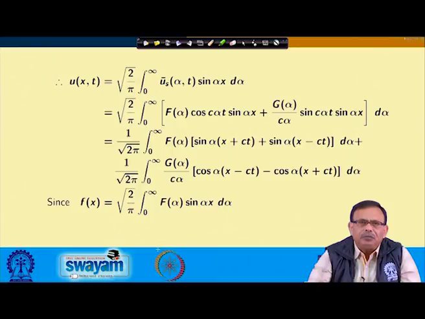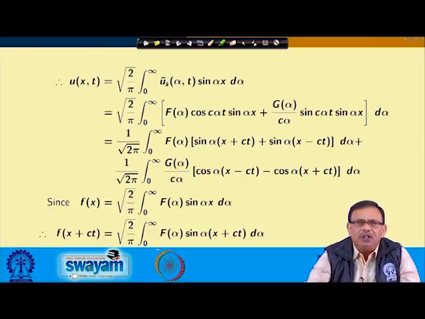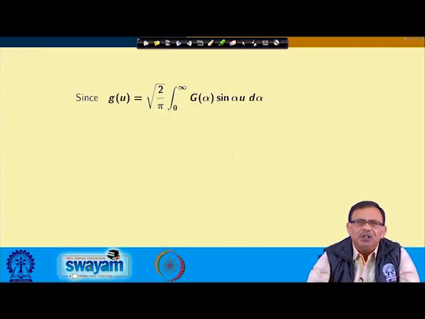What I am doing, I know that f(x) equals root over 2 by pi times the integral from 0 to infinity of F(alpha) into sin(alpha x). Therefore, f(x plus ct) will be root over 2 by pi F(alpha) into sin of alpha(x plus ct), that is whatever I am getting here. And similarly, f(x minus ct) also I can find out. Also, now see for g what happens. g(u) is root over 2 by pi times the integral from 0 to infinity of G(alpha) sin(alpha u) du. From the inverse Fourier sine transform I can write this down.